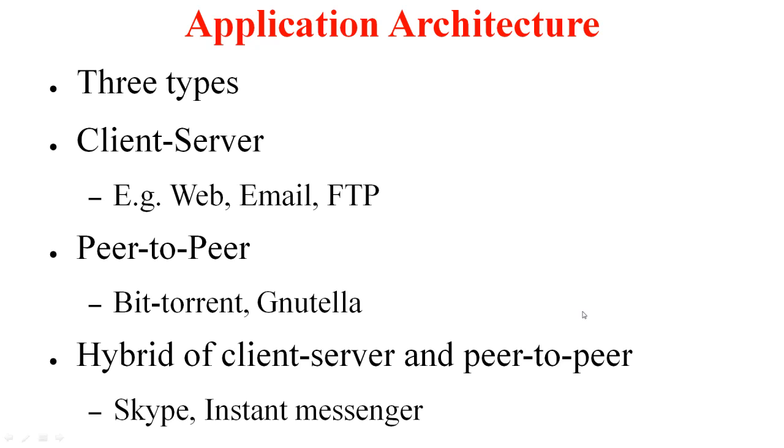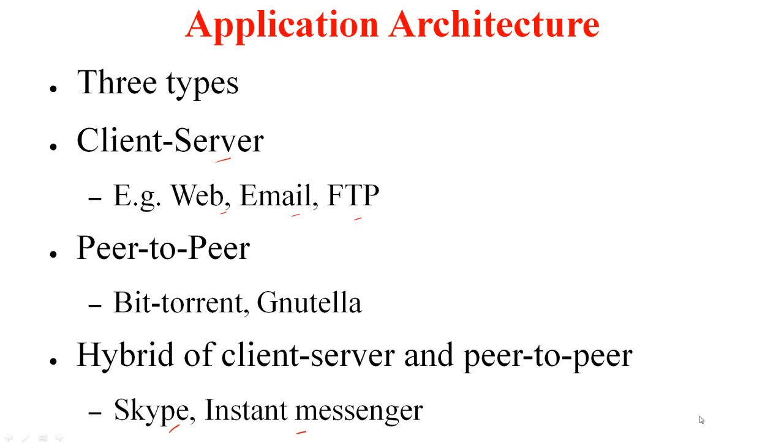With that history, let's look at the application architecture. The majority of the applications follow three types of architecture. One is the client-server architecture. For example, applications like the web, email, and FTP follow this. Then there is the peer-to-peer architecture. Applications like BitTorrent and Gnutella follow this. And then there is a hybrid of these both, and applications like Skype and Instant Messenger follow this.